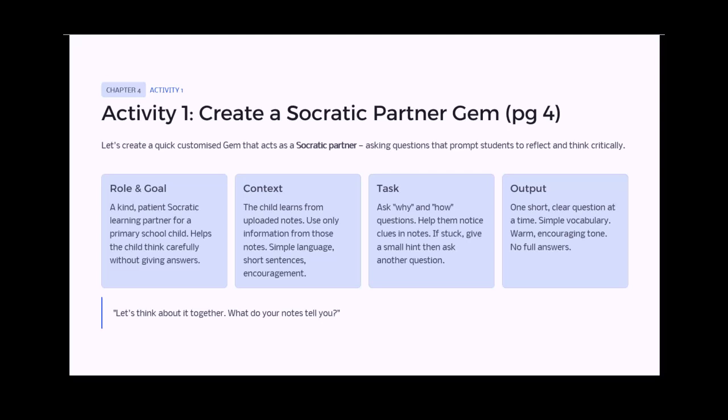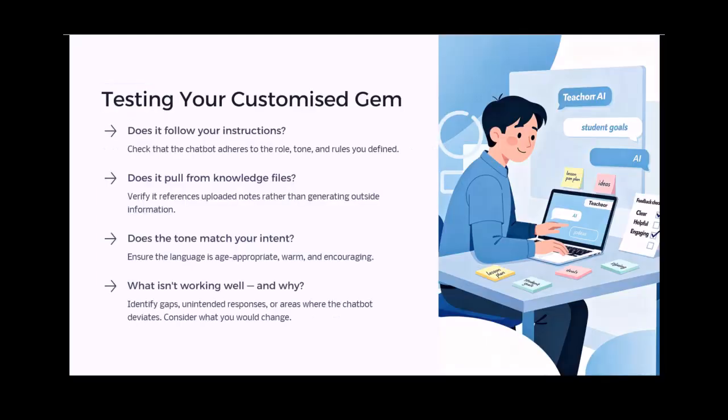Now we're going to get you to use this prompt structure. If you go to the next activity in this learning block, Learning Theme 2, it will give you the sample prompt and the instructions on how to input it into Gems. You can then test your custom Gemini to determine, does it follow the instructions in your prompt? Does it pull from the knowledge files? Does it match your tone or intent? And what isn't working well and how you might refine it?